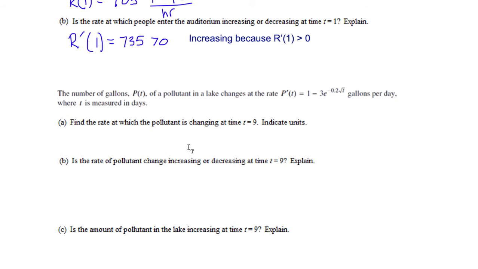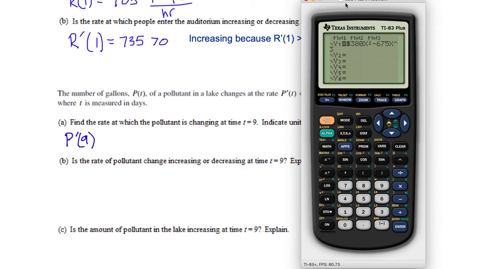Perfect. The number of gallons is P, and that's entering the lake. No, it changes at a rate, so we don't know if it's entering or leaving, but that's the rate of pollutant in the pond or lake. Find the rate at which it's changing at 9. So I'm just looking for P prime of 9. I'm just plugging into my formula.